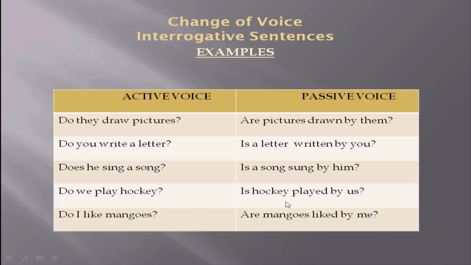In sentence 5, I is subject, like is verb, and mangoes is object. Structure of passive voice sentence will be as are plus mangoes plus third form of like plus by plus me. The sentence will become are mangoes liked by me.